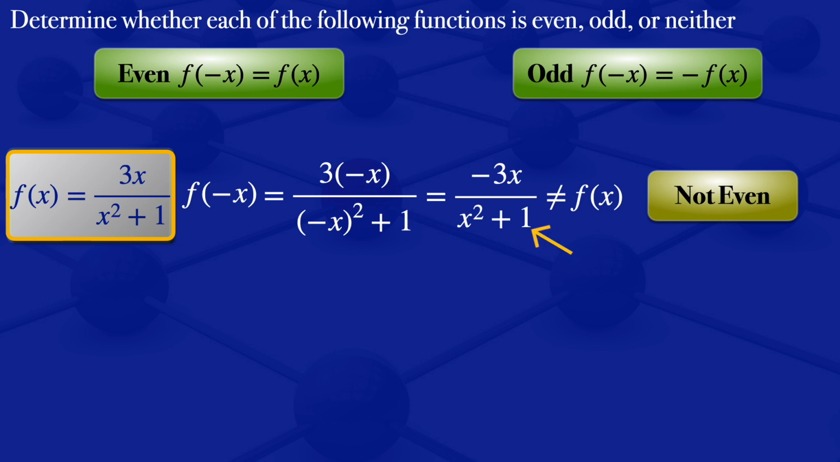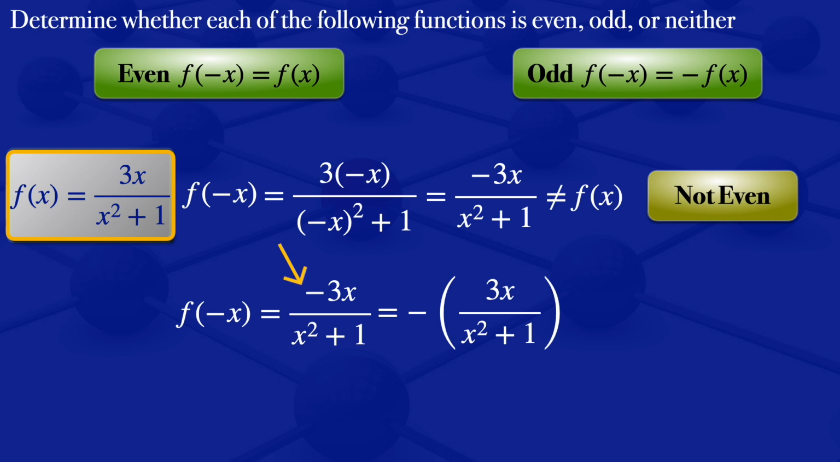We've already evaluated our f of minus x, which is minus 3x divided by x squared plus 1. We can factor out the minus here, so that we have minus of 3x divided by x squared plus 1. And when we look at what is in the parentheses there, we see that this is just the f of x. So we have f of minus x is equal to minus f of x. So it's satisfying the condition for being odd here. We conclude that the function there is odd.